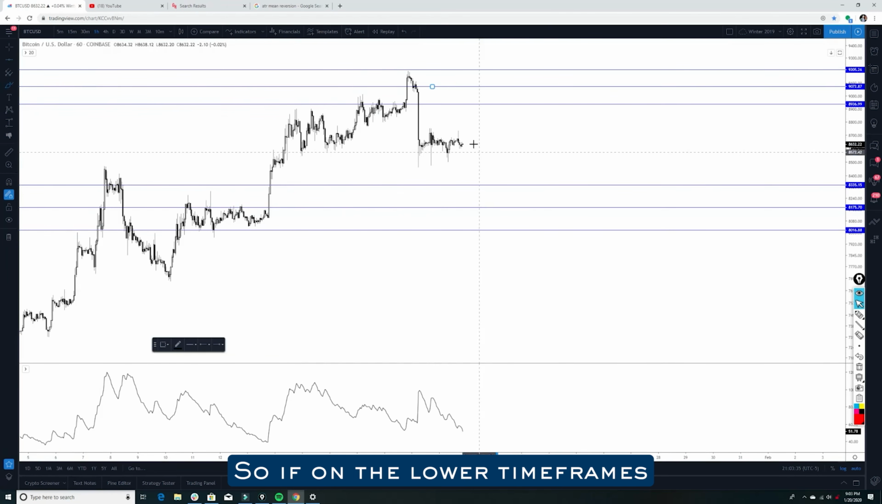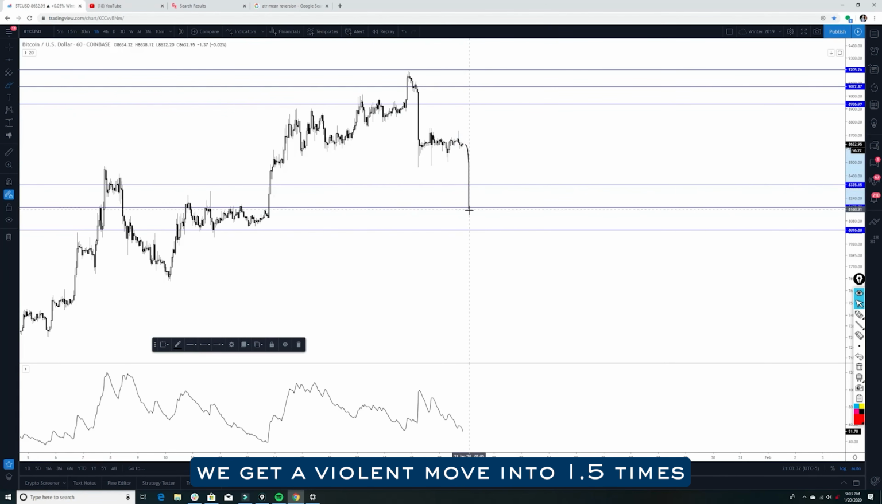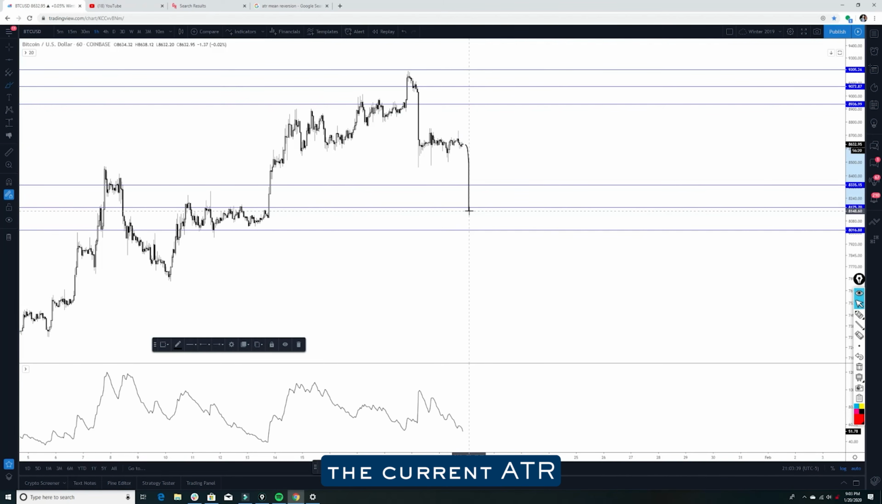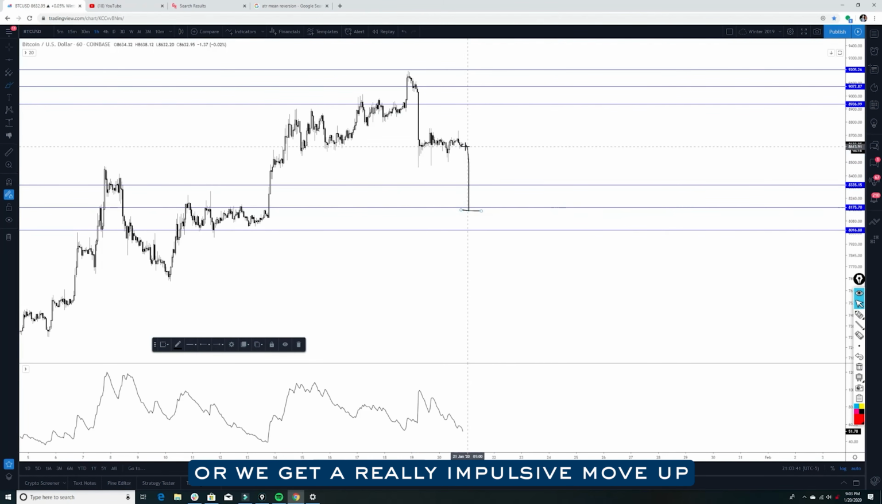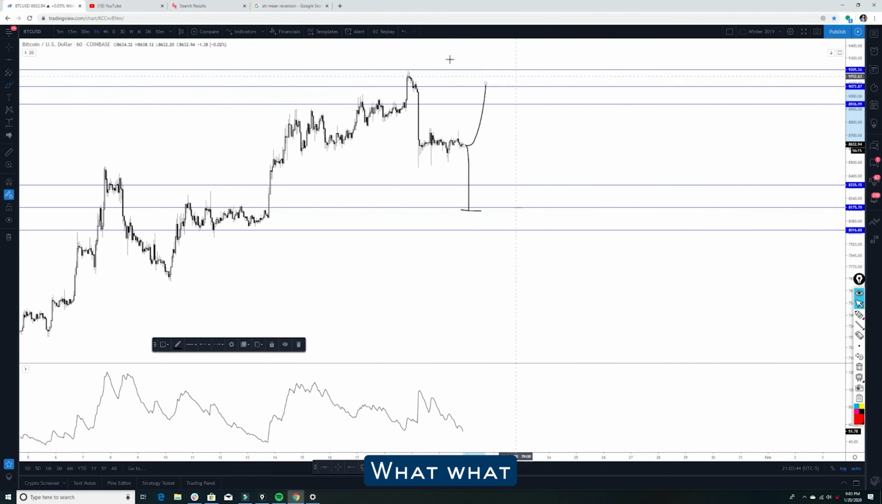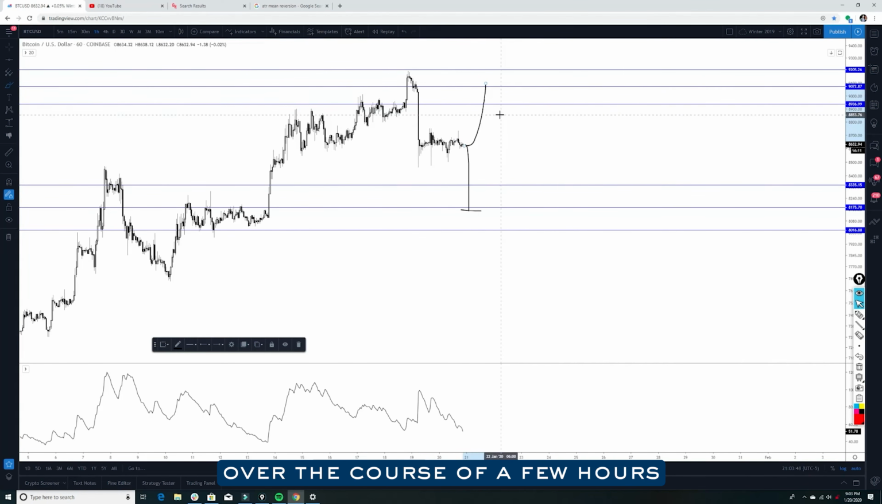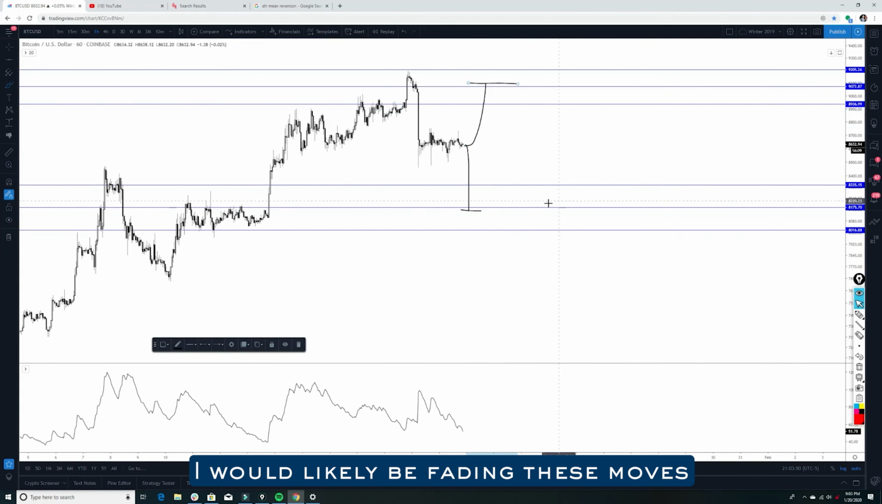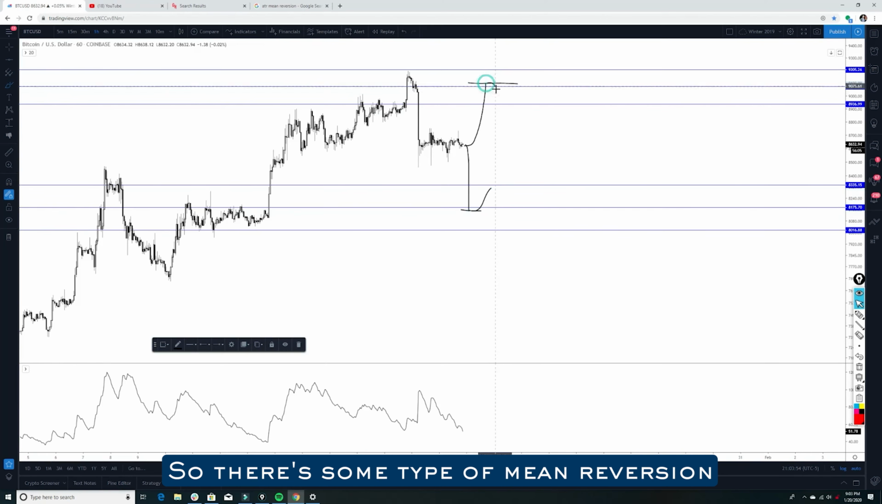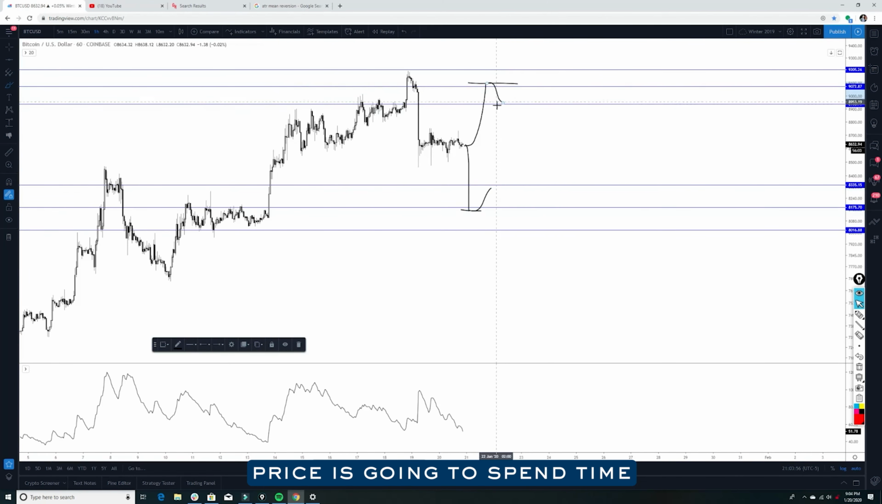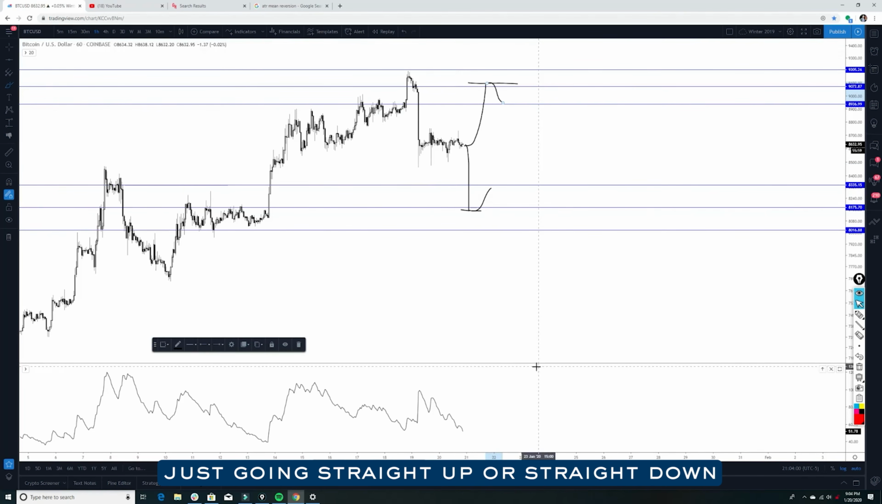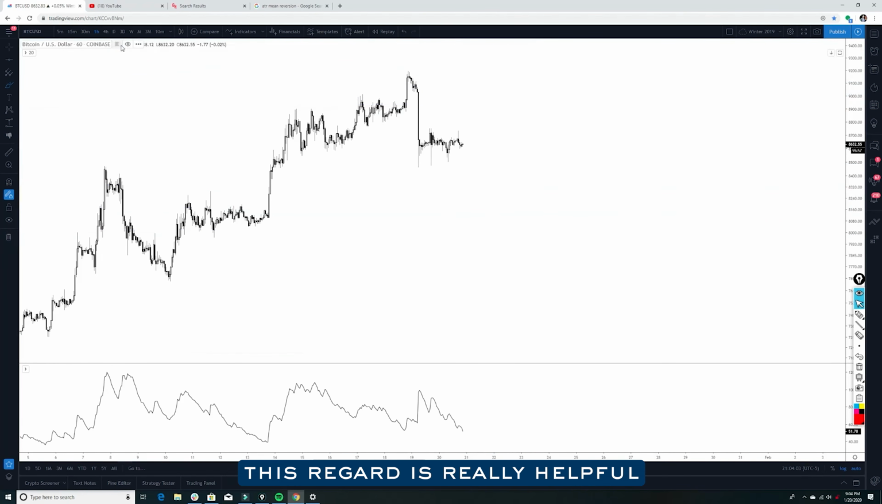So if on the lower time frames we get a violent move into 1.5 times the current ATR to the downside, or we get a really impulsive move up, what I would expect is, if this occurs over the course of a few hours, I would likely be fading these moves in the anticipation that there's some type of pullback, some type of mean reversion. Price is going to spend time moving sideways before instead just going straight up or straight down. So using the ATR in this regard is really helpful.